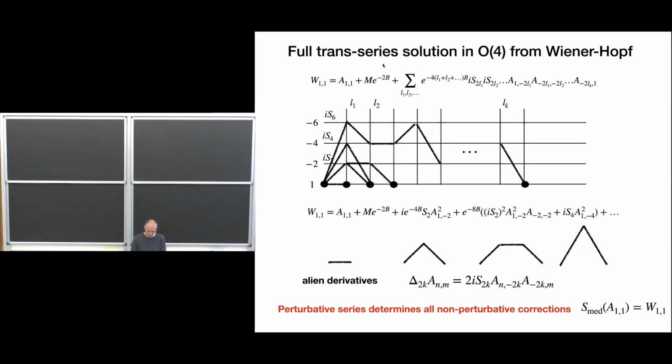So one result which can be seen here in this full trans-series is that all the higher order terms are generated by median resummation of the perturbative part. So all these higher terms are encoded in the asymptotics of A11. If you would know analytically the coefficients, then you could extract all these guys.